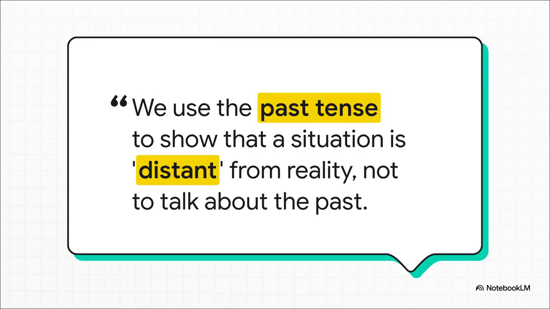Wait a minute, why are we using the past tense for something that's about now or the future? That is a fantastic question. See, in the second conditional, we're using what you could call a fake past. It's a clever grammar trick. It's not about time, it's about distance. Distance from reality. Using the past tense here just shows that the idea is imaginary.